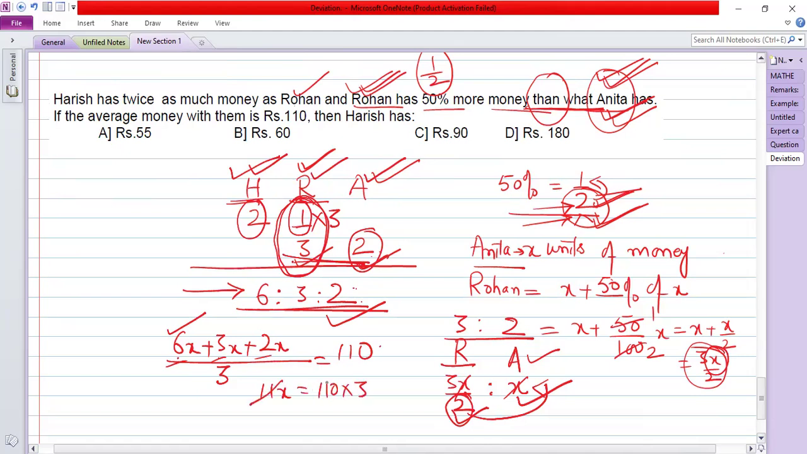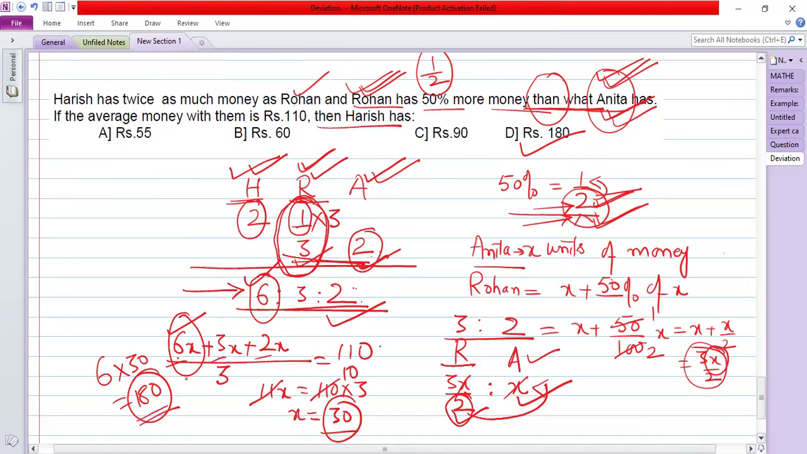So what will be X? Here 11 cancels, so X is 30. Now how much does Harish have? Obviously this 6 corresponds to Harish. So 6X means Harish has 6 into 30, which is 180 rupees.